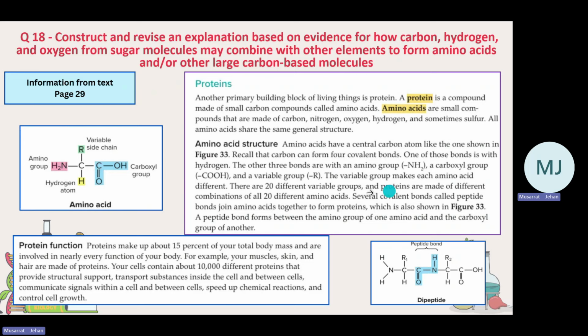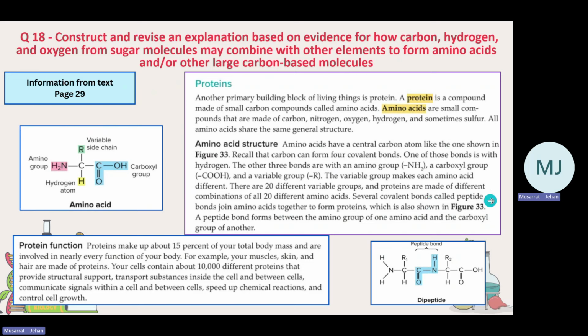The variable group makes each amino acid different. So there are different types of amino acids, and they're different because of this. How many types of amino acids do we have? 20 different amino acids, because there are 20 different variable groups. And proteins are made up of a combination of 20 different amino acids.